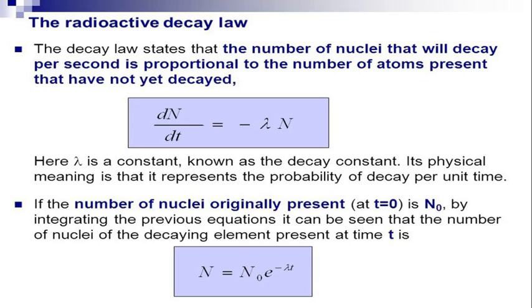The radioactive decay law states that the number of nuclei that will decay per second is directly proportional to the number of atoms present that have not yet decayed.